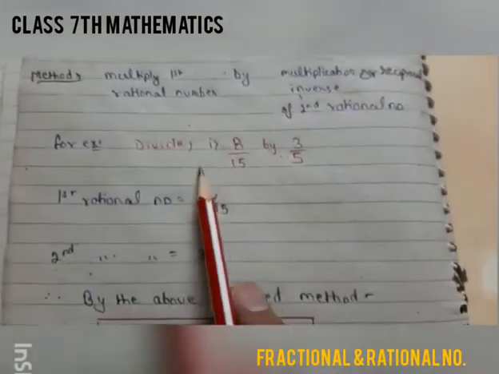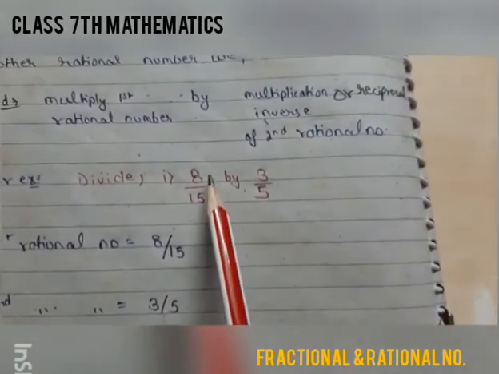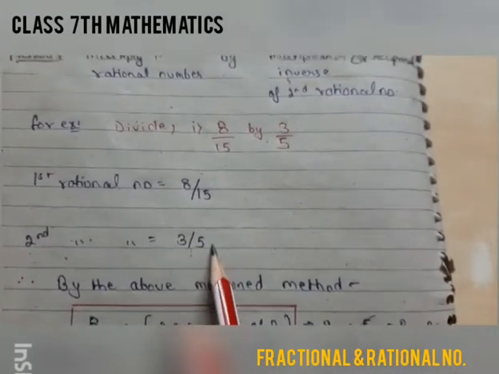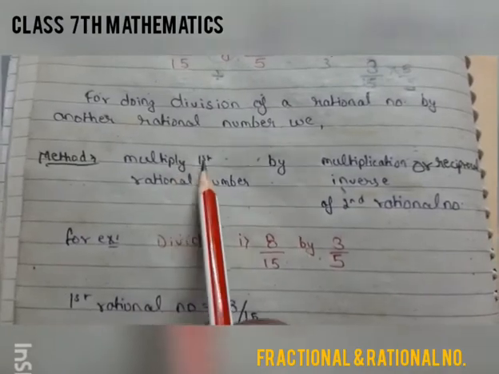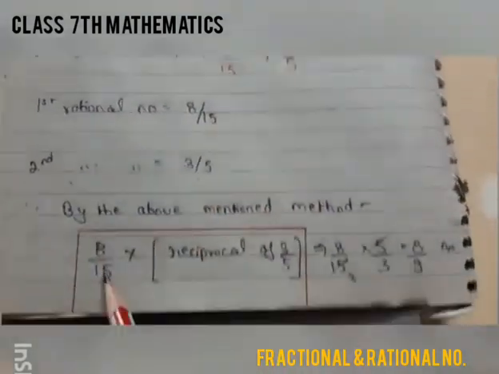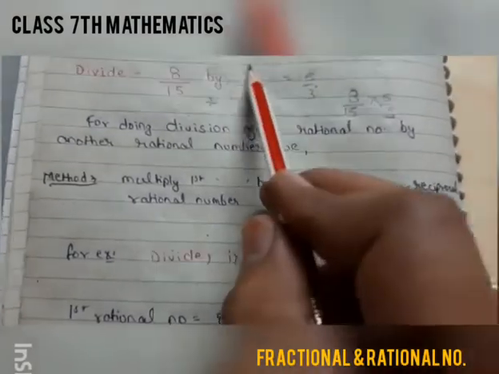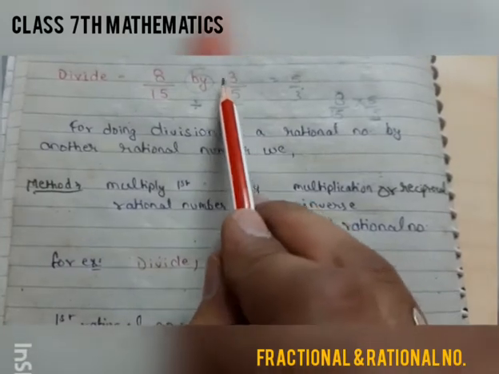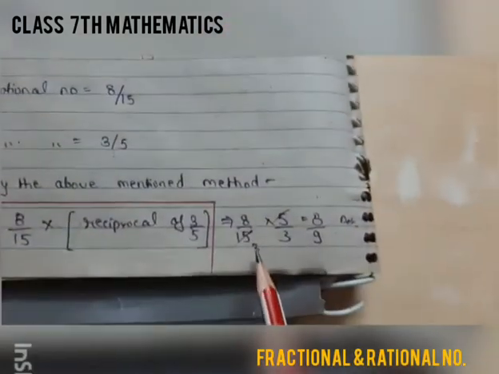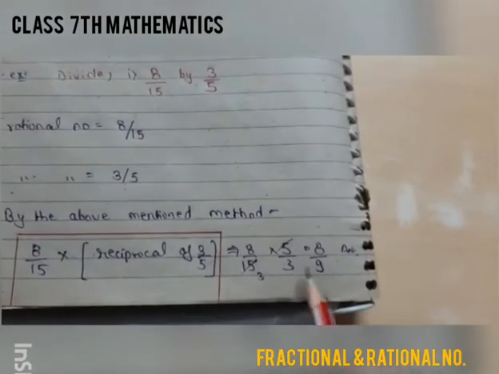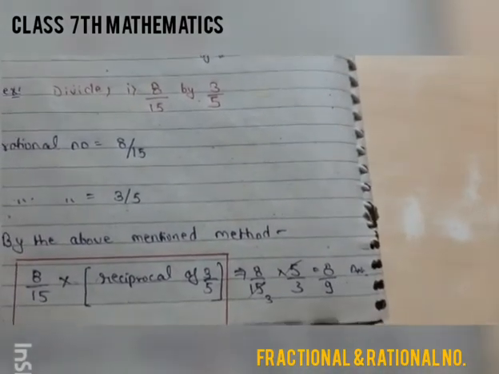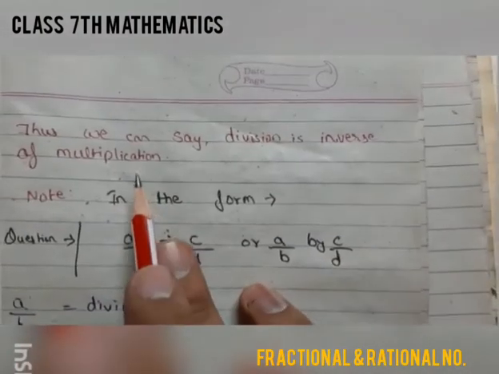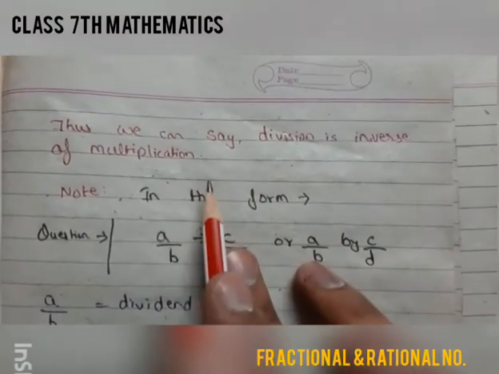So multiply the first rational number by the reciprocal of the second rational number, like 8 upon 15 by 3 upon 5. The first rational number is 8 upon 15, and the second is 3 upon 5. By applying this method, write 8 upon 15 into the reciprocal of the second rational number. The reciprocal of 3 upon 5 is 5 upon 3. So 8 upon 15 into 5 upon 3, solve it, and you will get 8 upon 9. This is your answer. This is how we do division of rational numbers. Hence we can also say that division is the inverse of multiplication.